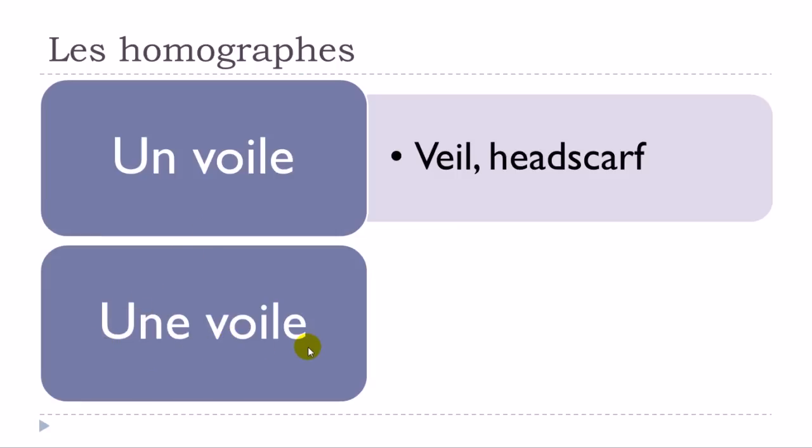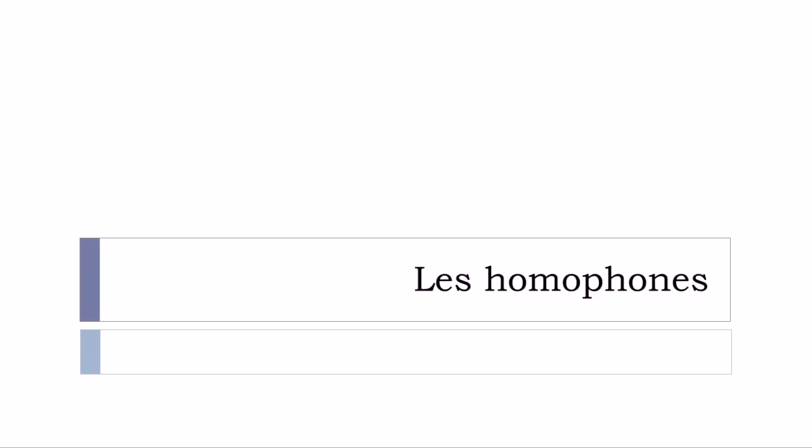Une voile, une voile. And here with the sail, we're talking about the part of the sailing boat. It's a homophone, so it's actually quite interesting. In that lesson, we'll talk about words that you will write differently, but then phonetically you will pronounce them the same way, and of course they will have different meanings.